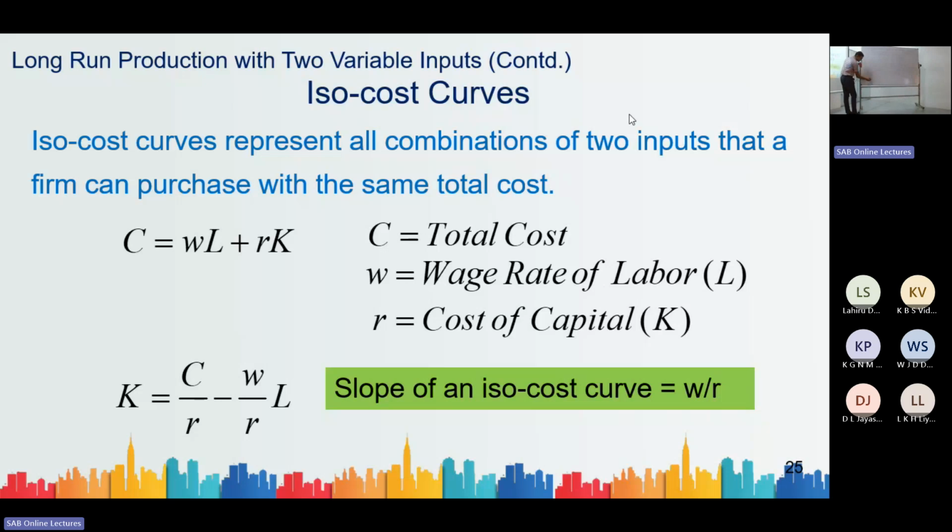So the intercept is the maximum number of capital units that can be bought with the total cost, with the total budget.